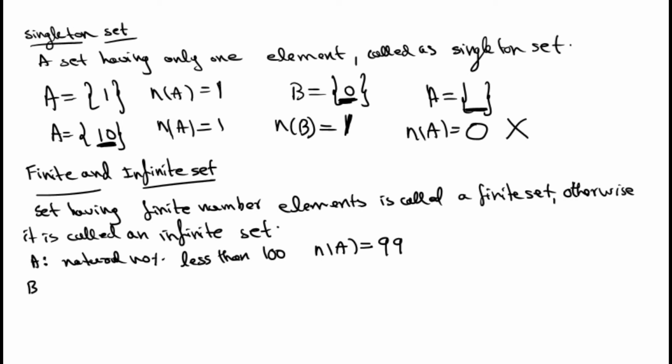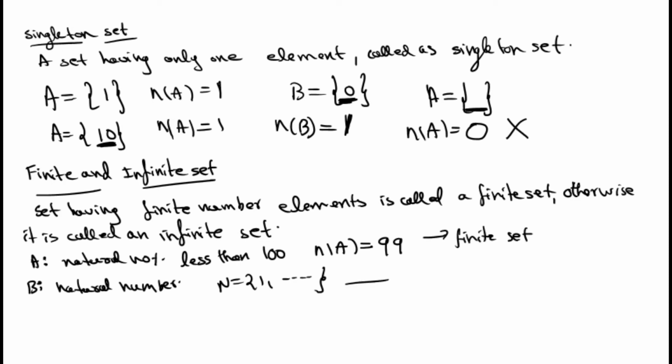Second, set B, I will take natural numbers. We know natural numbers mean 1 up to where? Up to infinity. The first one is an example for finite set.